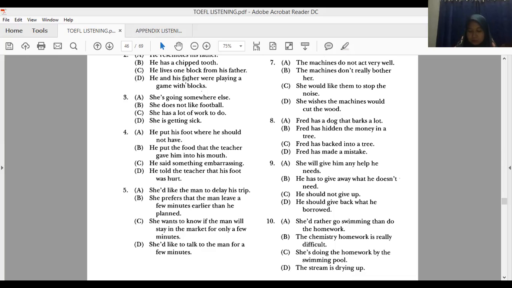Number 8. Did Fred tell you his theory about who took the money? Yes, and I really think he's barking up the wrong tree. What does the woman mean?